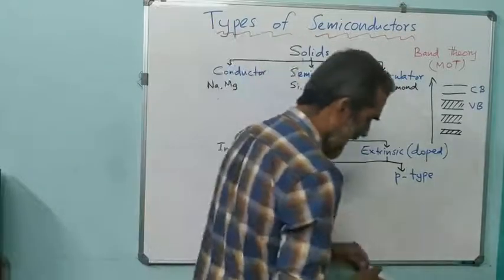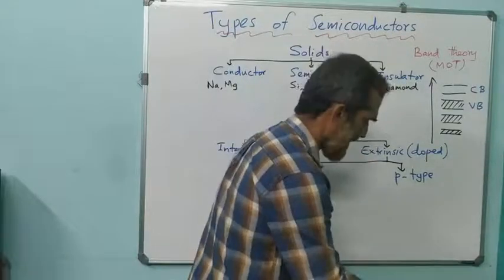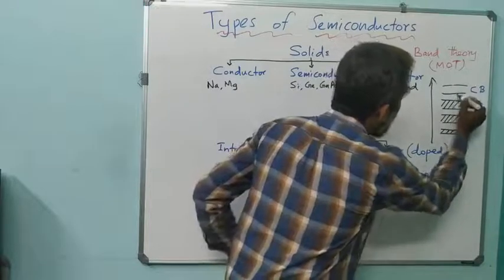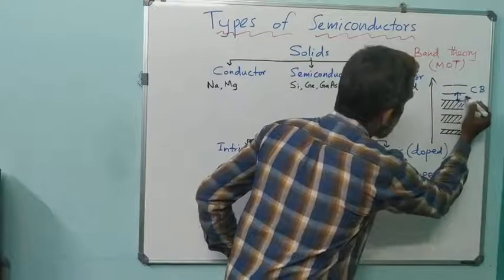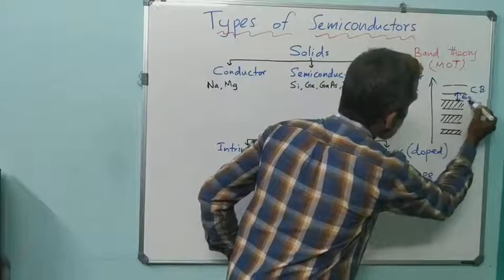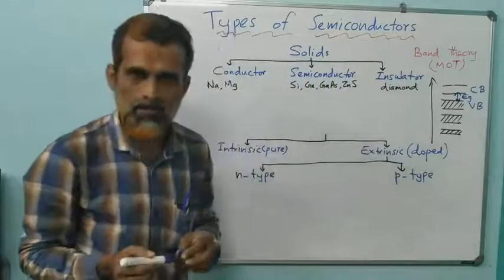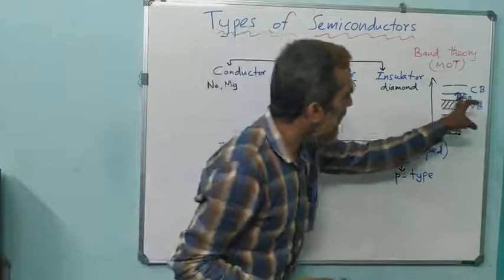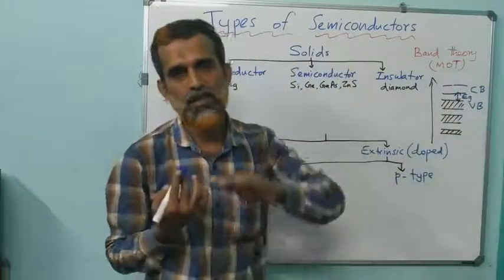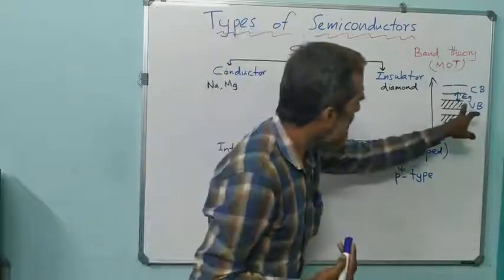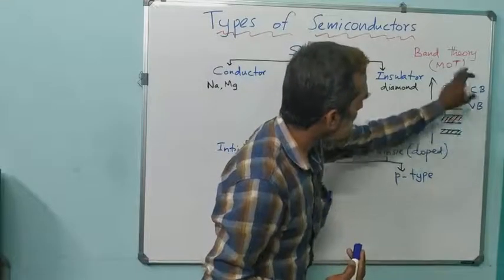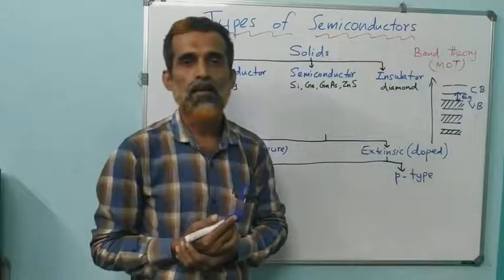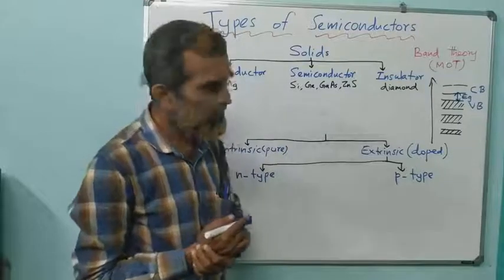Now this gap here, the energy gap between valence band and conduction band, is written as Eg, that is called energy gap. It's also called forbidden gap, meaning an electron cannot be anywhere here. That is not a permissible energy. So the energy gap between valence band and conduction band is called the energy gap.